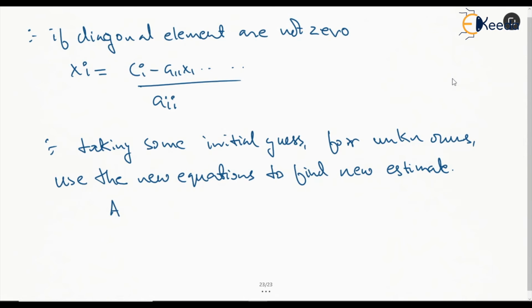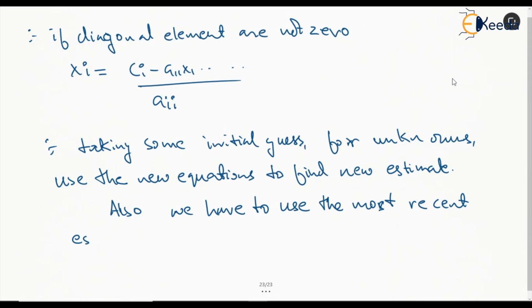Also, we have to use the most recent value of that variable. We'll try to understand more using an example.